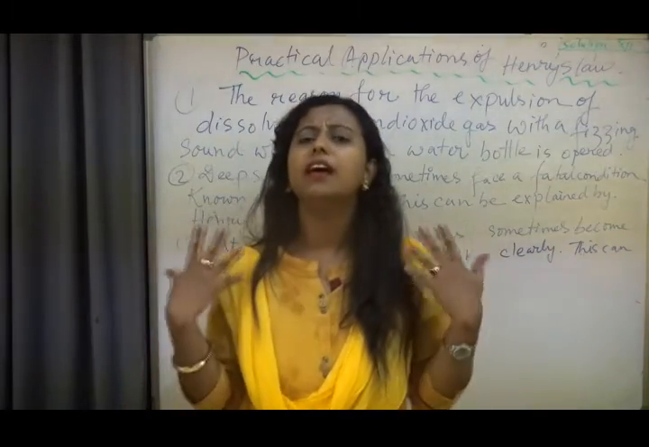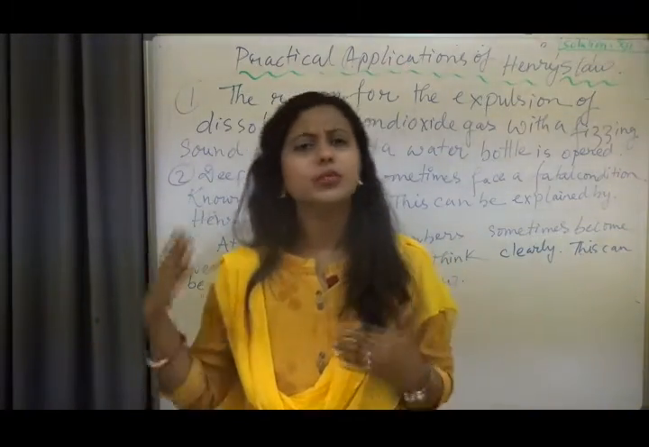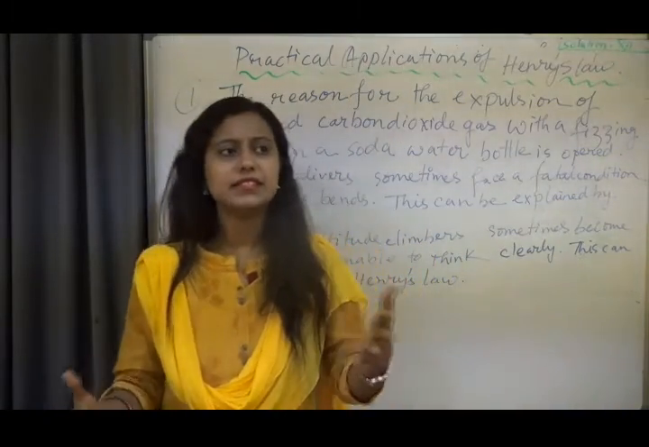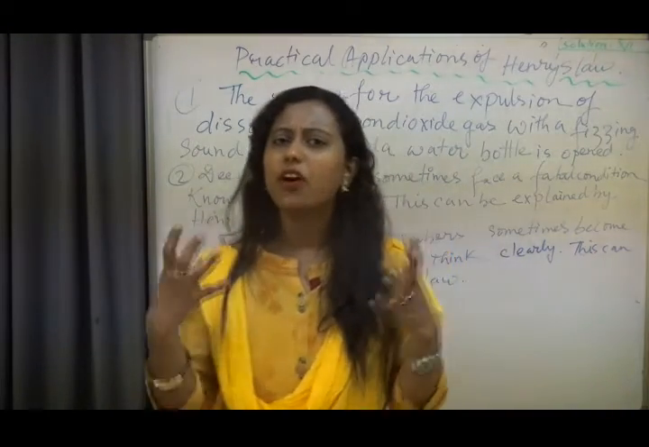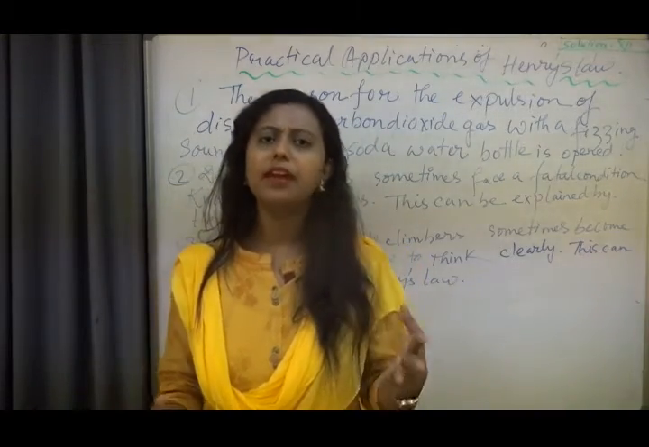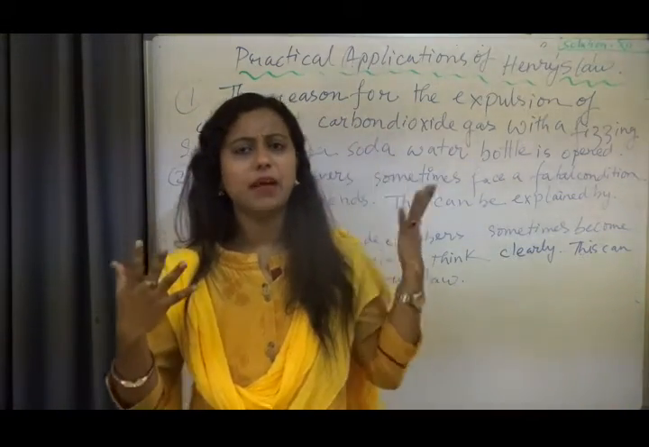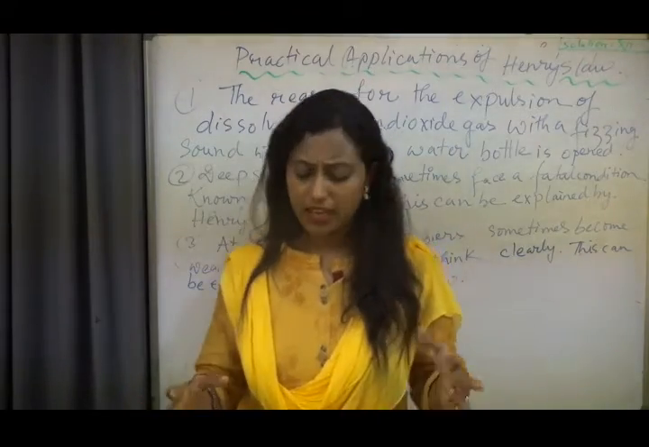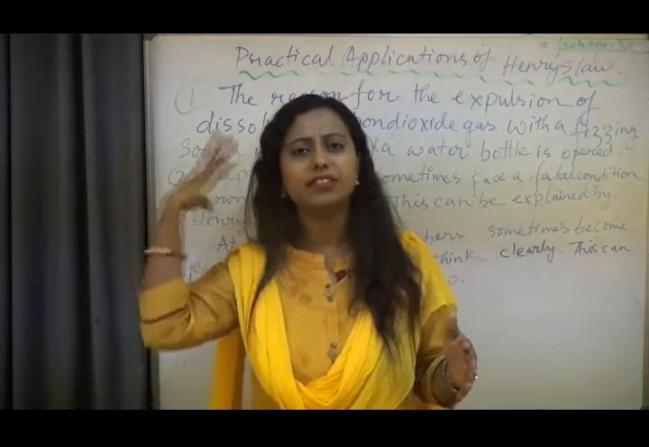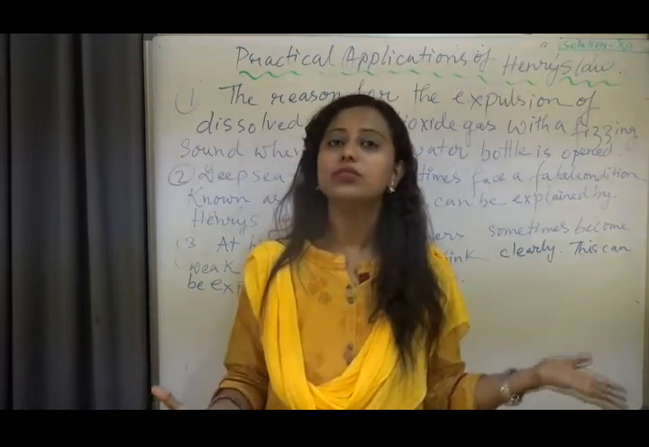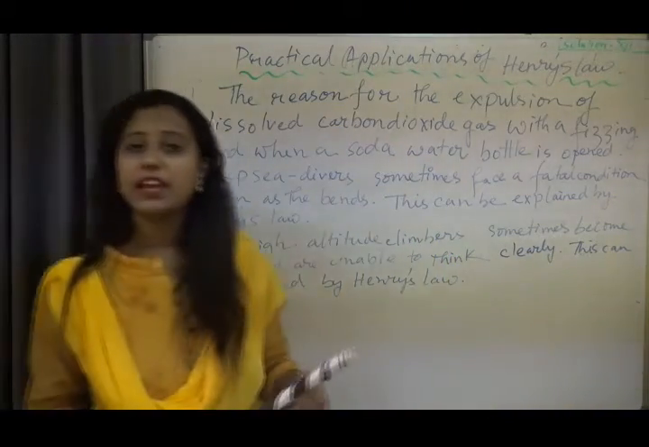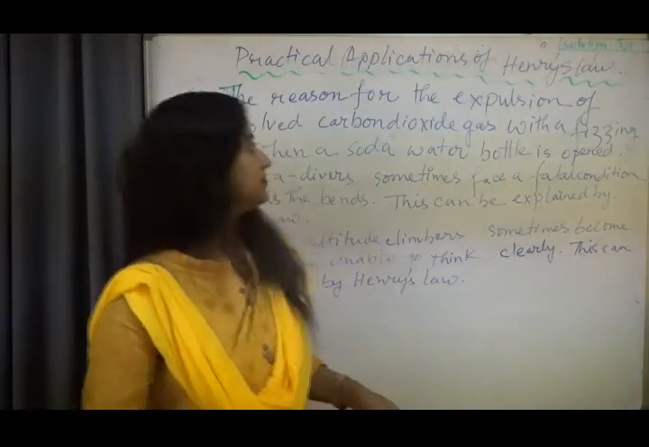So what happens? The climbers who are going to Mount Everest for climbing are facing some fatal problems. They are not able to cope up with that condition. Their thinking level becomes paused. Why is this happening? Because at higher altitudes the oxygen level is low. So this oxygen cannot reach their brain, for which they are unable to think and they become numb. So these all three are the practical applications of Henry's law.